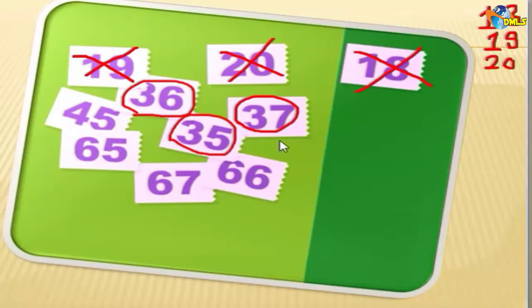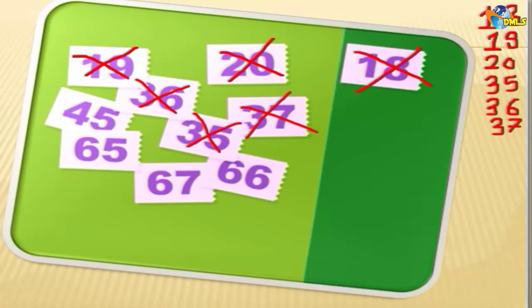Now we have to decide which of these numbers we circled is the smallest number. So we have 3 tens in all these numbers. So we look at the ones place. So we have 7 ones, 5 ones, and 6 ones. What do you think? Which number is the smallest number here? Perfect. 35 is the smallest. So we will write 35. And next we will write 36 and 37. And we will cross out all these numbers. And we look at the rest of the numbers.